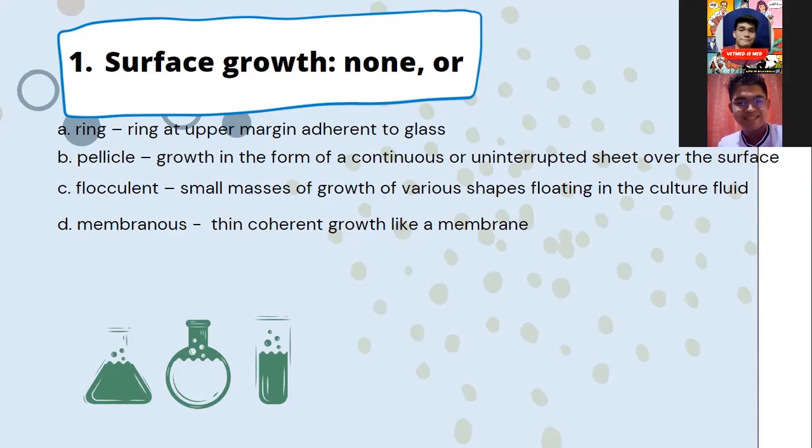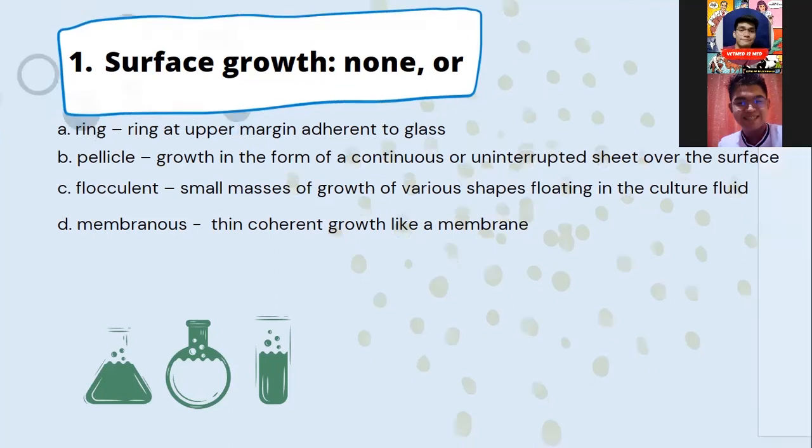Flocculent: small masses of growth of various shapes floating in a culture fluid. Motile bacteria have the ability to swim. Their mobility will cause the broth to become uniformly cloudy. Some of these bacteria congregate in clusters, known as flocculent growth. D. Membranous: thin, coherent growth like a membrane.